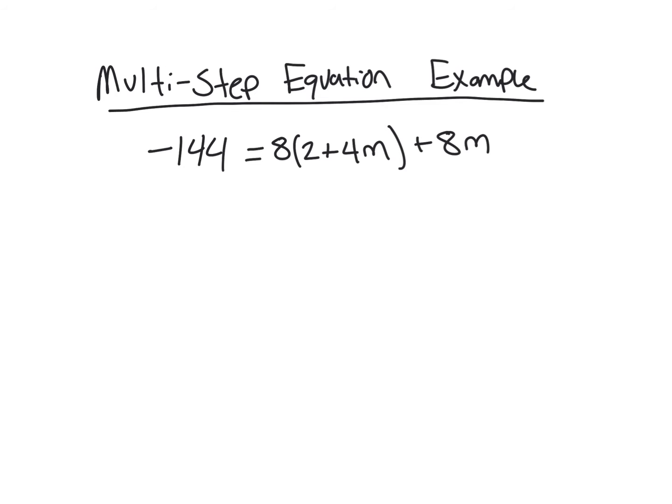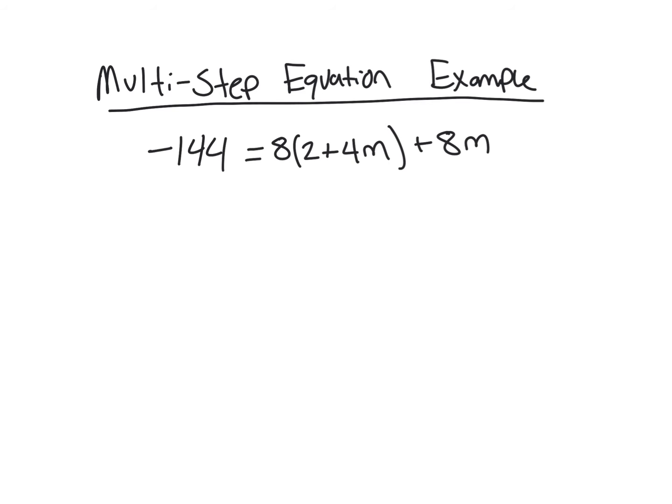In this video, I'm going to show you how to solve this multiple step equation. Whenever we're faced with a multiple step equation, we want to stop and first look and see what we are dealing with. So we have negative 144 equals 8 times, in parentheses, 2 plus 4m, close parentheses, plus 8m.